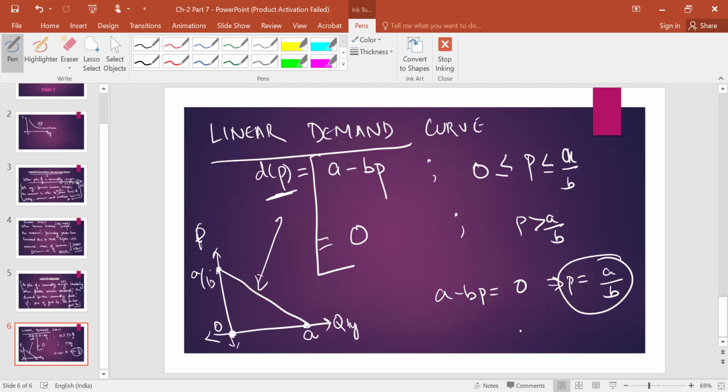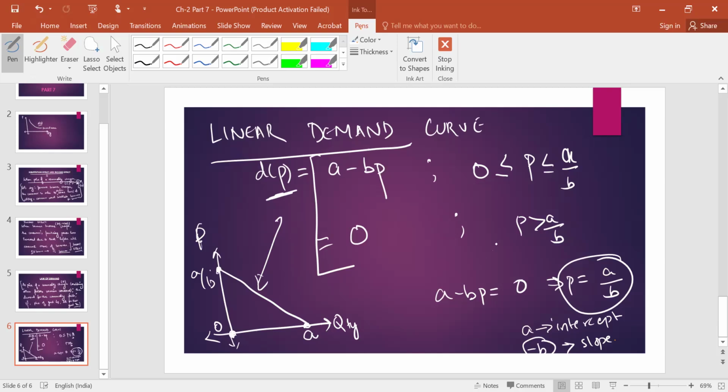Now here, let's understand that A is our intercept, and minus B is our slope. Correct? Minus B is our slope. So that's all about the linear demand curve.